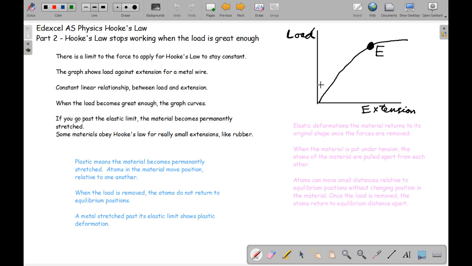The point marked E on the graph is called the elastic limit, and if you increase the load past the elastic limit, the material will be permanently stretched. When all the force is removed, the material will be longer than at the start. Metals generally obey Hooke's law up to the limit of proportionality, which is really near the elastic limit. But you've got to be careful. There are some materials like rubber that only obey Hooke's law for tiny extensions.